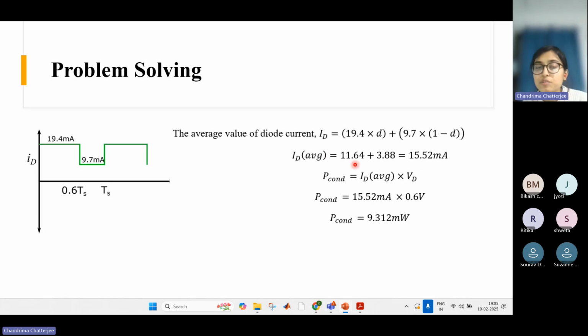And here they have not provided any diode resistance. So actually the conduction loss is ID average times VD, plus ID RMS squared times RD, right? That we have already seen. But here the resistance is not provided. That's why simply the conduction loss is ID average multiplied by VD, and that comes out to be 9.312 milliwatt. Okay. Is it clear till this point?